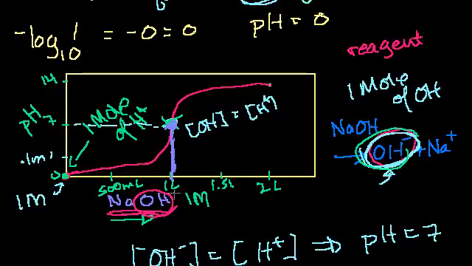So I must have added 1 mole of hydroxide to get to this point. So I must have neutralized 1 mole of hydrogen. So there must have been 1 mole of hydrogen to begin with. 1 mole of hydrogen. And since I had 1 liter of solution, I had 1 mole of hydrogen in 1 liter of solution. So my original molarity was 1.